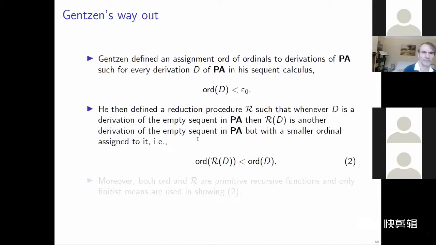So what he did was he devised a reduction procedure R, so that whenever we imagine a derivation D of the empty sequent in PA, then you apply this reduction procedure to D, and then RD is another derivation of the empty sequent in PA, but with Gentzen's ingenious ordinal assignment, it has an ordinal which is smaller than the ordinal of the original deduction D. And as you can see, if you do this, and you assume that there are no infinitely descending primitive recursive sequences of ordinals below epsilon 0, well then, from this hypothesis, it follows that PA is consistent.